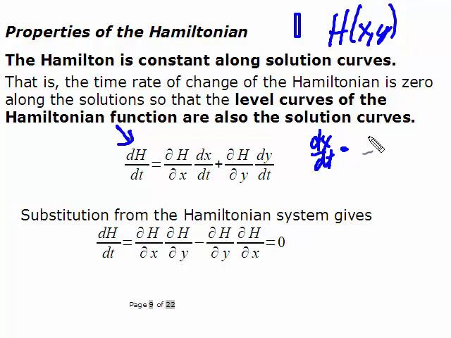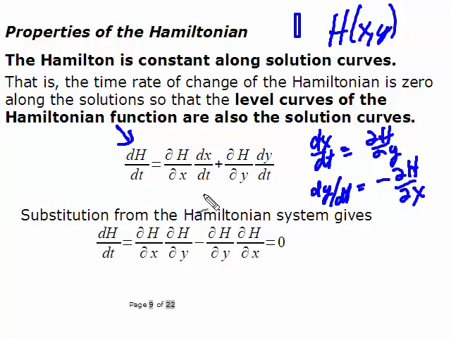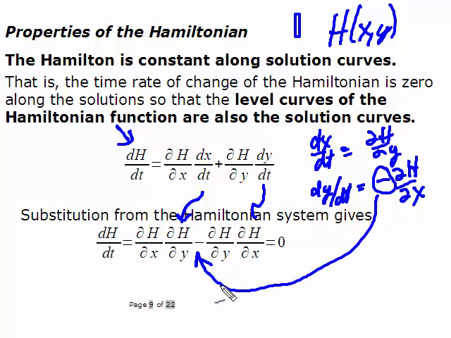dx/dt, because it's Hamiltonian, is the partial of h with respect to y. And what about dy/dt? It's the negative of the partial of h with respect to x. So I substitute here and here, and remember that I have a negative sign, so my negative sign gets transferred over to here, and obviously that's 0 because h is a C1 function, so we can take these derivatives in any order. We're subtracting them from each other, and we get 0. This shows that along the solution curves the Hamiltonian is constant. The rate of change of the Hamiltonian is 0.